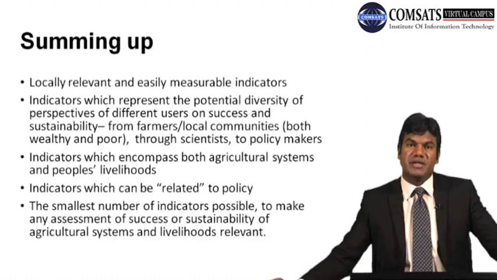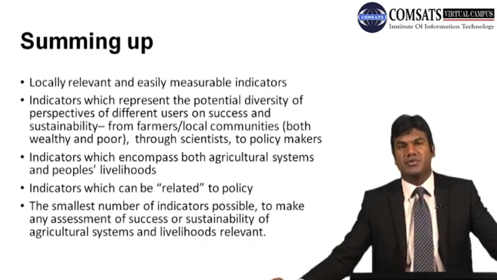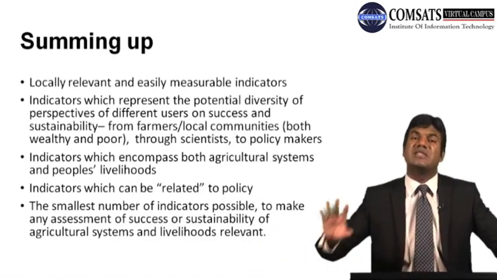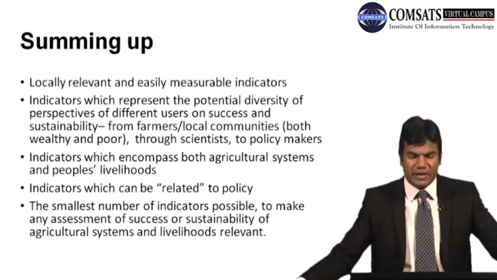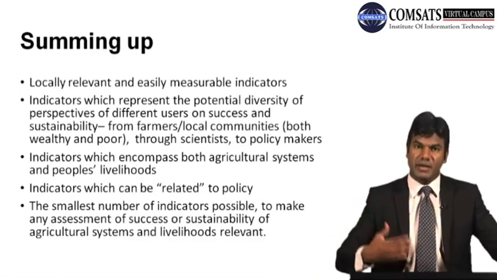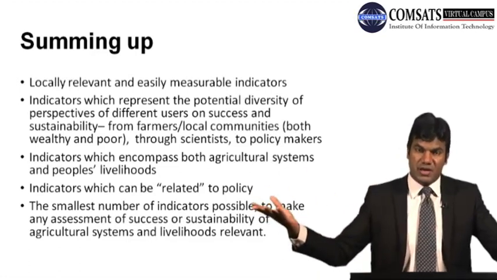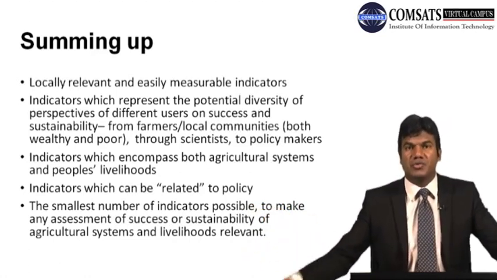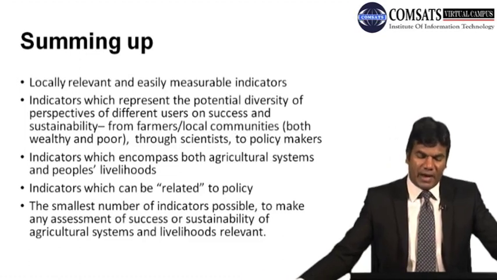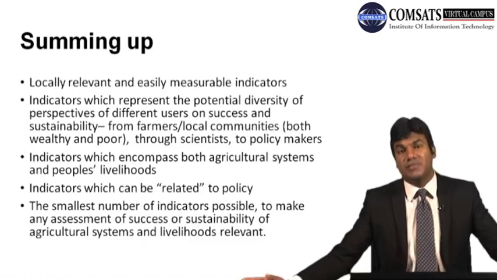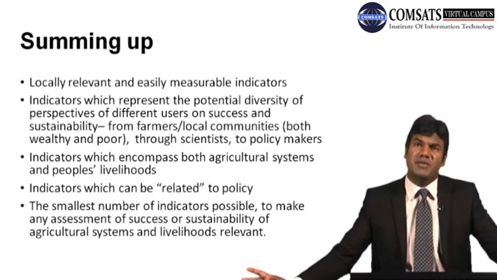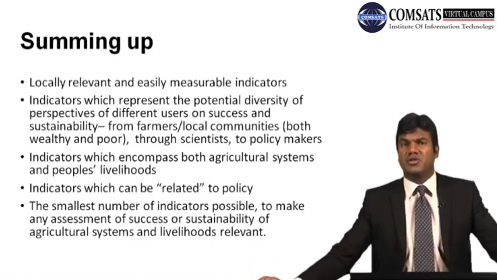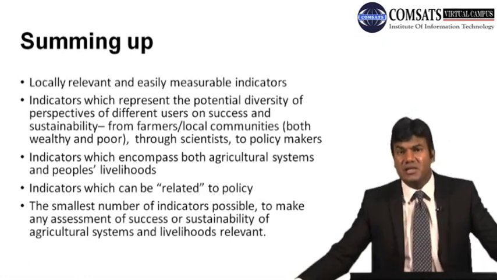Number two, indicators should represent the diversity of perspectives of different users, because there are multiple stakeholders and all their perspectives should come in. Then indicators should encompass both agricultural systems and people's livelihoods, including livelihood strategies and the assets they are banking on. And indicators should be related to policy. That is the dilemma. Yes, we are developing indicators, we are doing a good job, but we are not connecting it with the policy. So it needs to be connected with the policy.